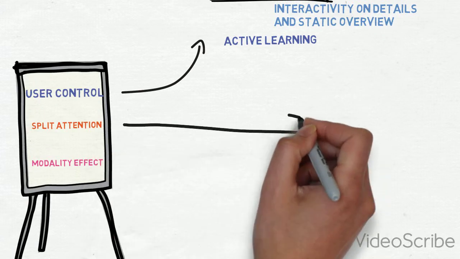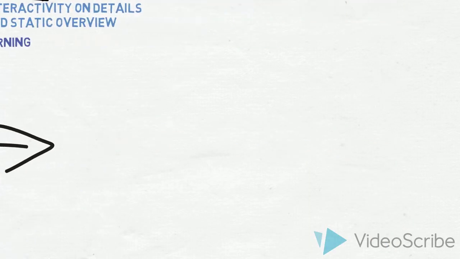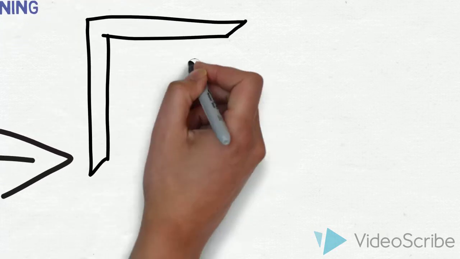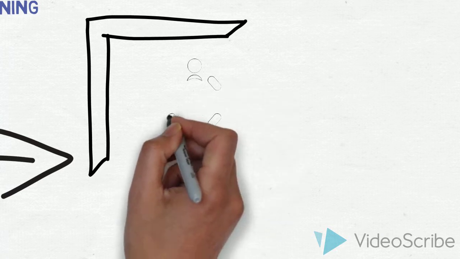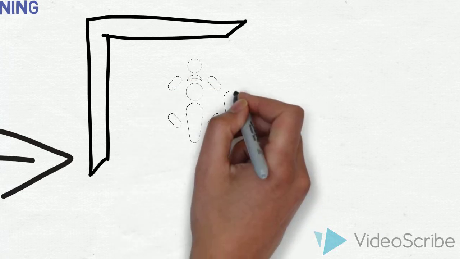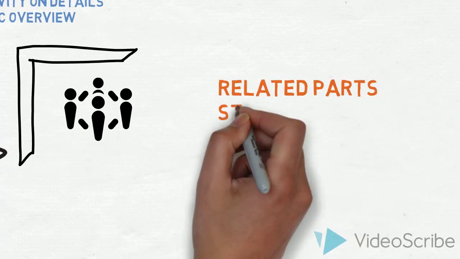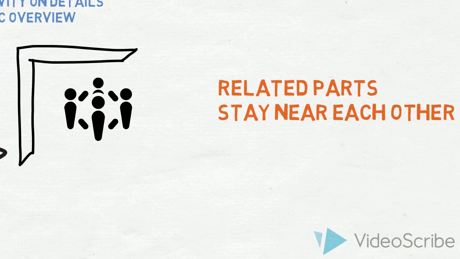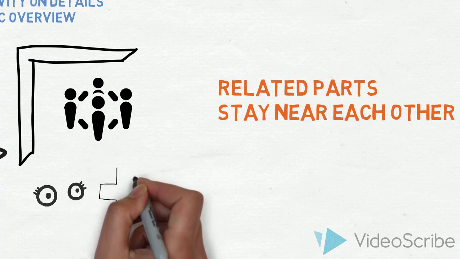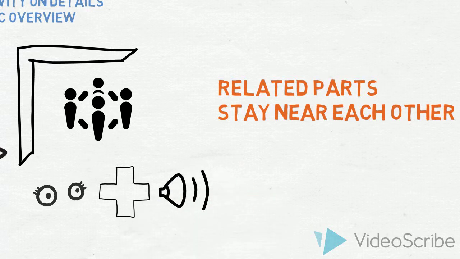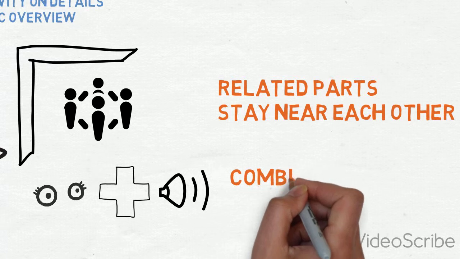The second one is split attention. Split attention is a problem when more than one source of information is shown. When things have a connection, they must be placed near each other and also appear at the same time. A good solution for the time when too much information is shown is to combine text and spoken information. This way, the brain is capable of understanding both information, and the danger of overloading information decreases.